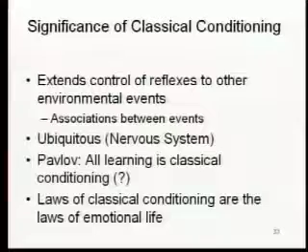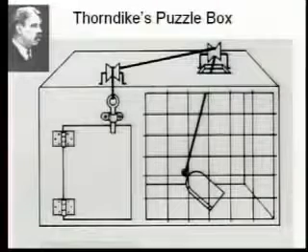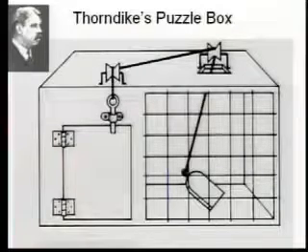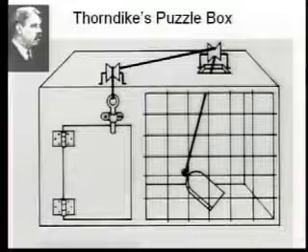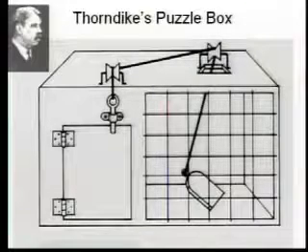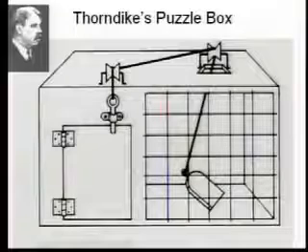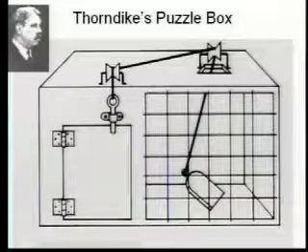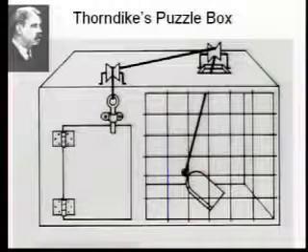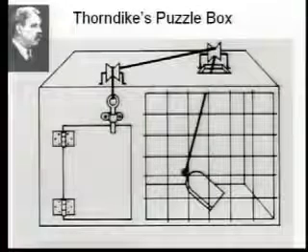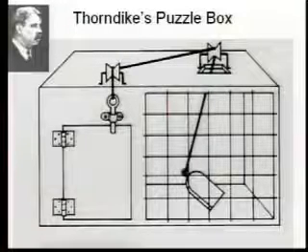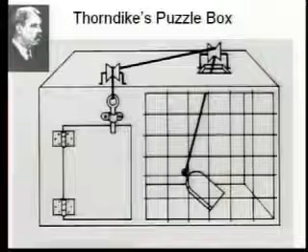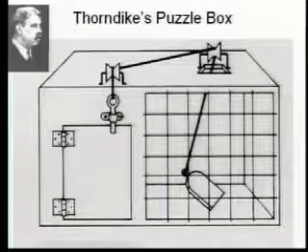Okay. At the same time as Pavlov was studying classical conditioning in his laboratory in St. Petersburg in Russia, another psychologist, an American psychologist, Edward L. Thorndike, was studying another form of learning in his laboratory at Columbia University in New York. And this is a diagram of Thorndike's apparatus. It's known as a puzzle box. Pavlov worked with dogs, Thorndike worked with cats, and Thorndike's method was to put cats in this puzzle box and let them learn how to get out.